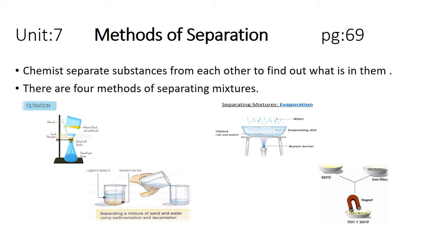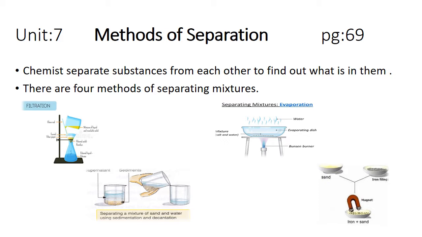We are going to start with unit number 7, methods of separation. Page number is 69. Basically, chemists separate substances from each other to find out what is in them. So basically, when you have two substances that are mixed together, then you have different methods that you can use to separate them and see from which substances they are made.